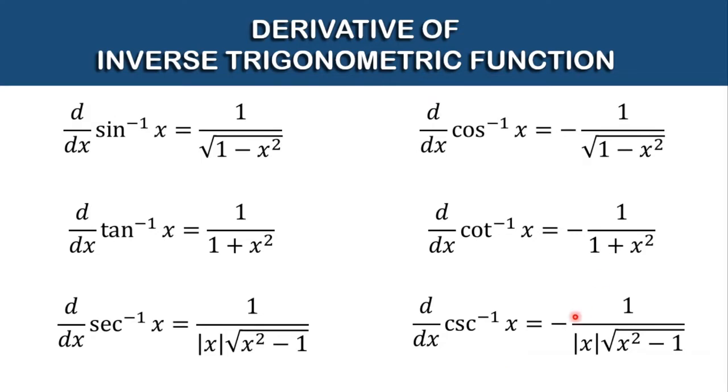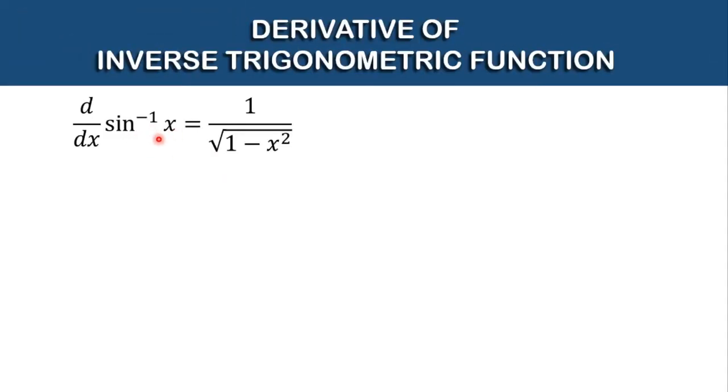And kung titingnan natin lahat nung nasa kanan, yung nag-i-start sa c, lahat ng derivatives nila ay negative. So before we have our examples, discuss muna natin saan ba nagmula itong mga derivatives nito or paano sila nag-arrive dito sa derivative na ito. So let's have the first one, yung arcsine natin. So paano tayo nagkaroon ng 1 over square root of 1 minus x squared as the derivative of our arcsine?